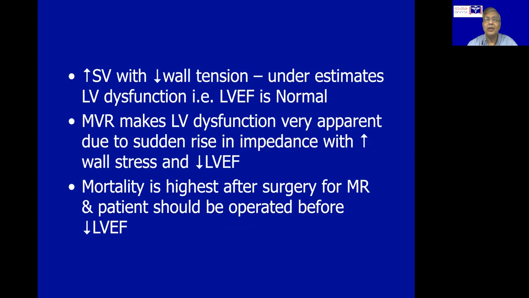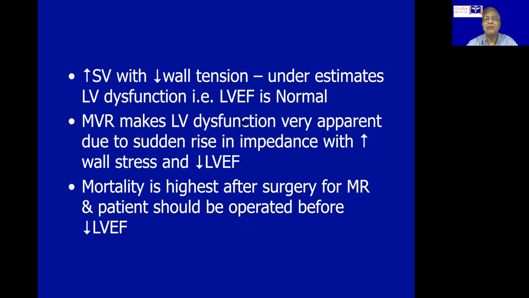And with an increase in the stroke volume, that is, the stroke volume partially goes into the LA and partially into the aorta. So this decreases the LV wall tension, and that is why there is an underestimation of the LV dysfunction. So despite the fact that the cardiac output is low, the LV ejection fraction may be normal.